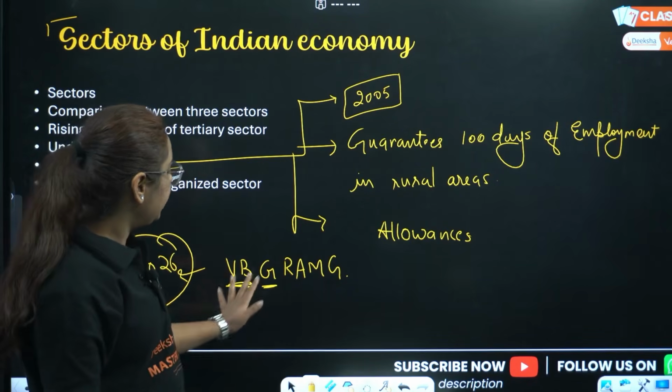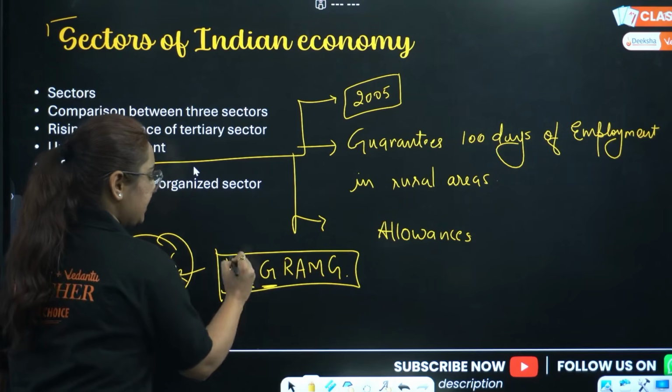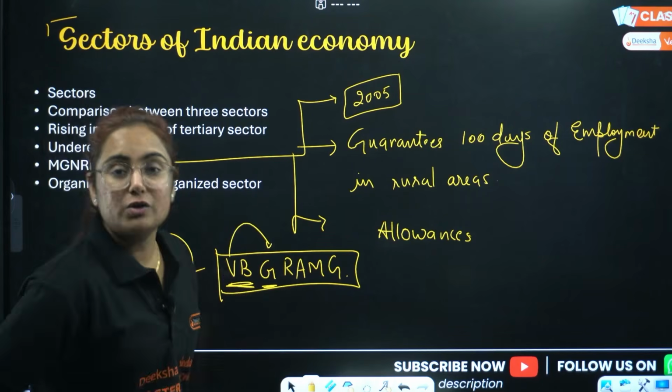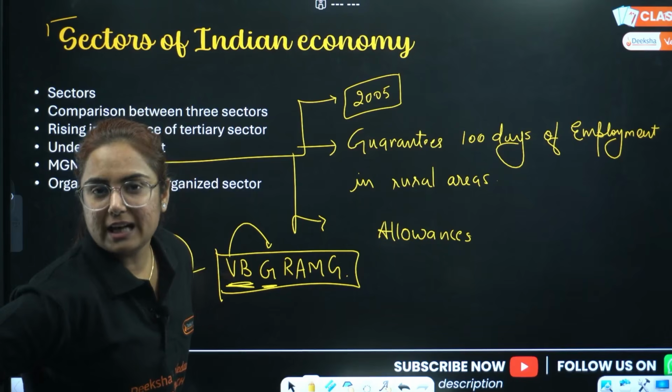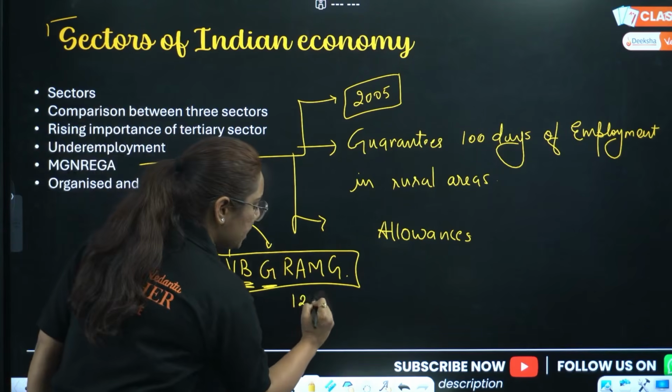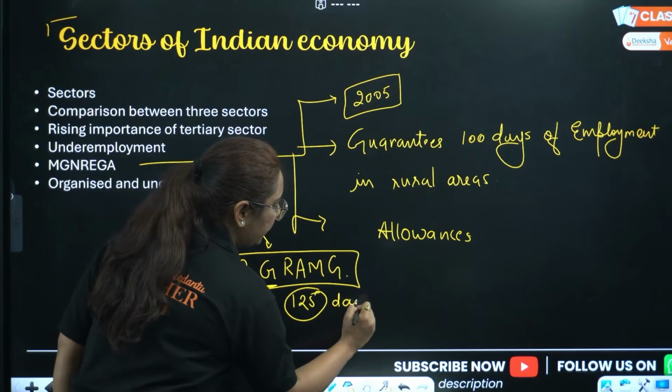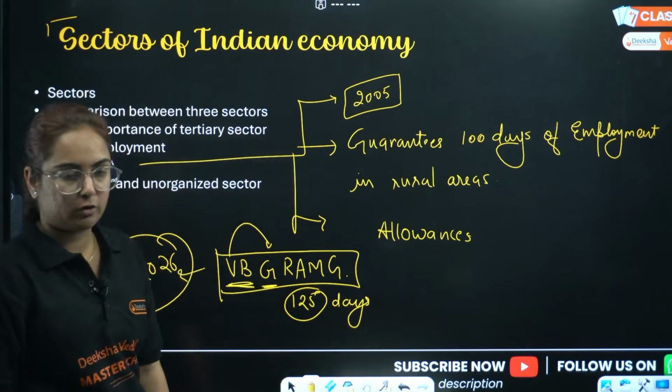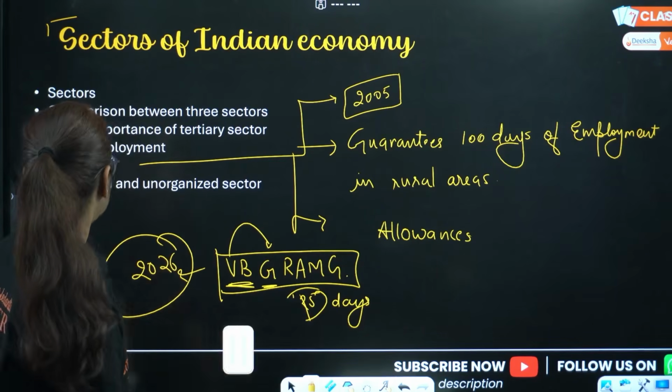Viksit Bharat, that guarantee for Rozgar and Ajeevika Mission. Okay, so this is changed. One more thing is changed. Now it is 125 days, not a guaranteed 100 days of employment. This is also changed, so pay attention to this.